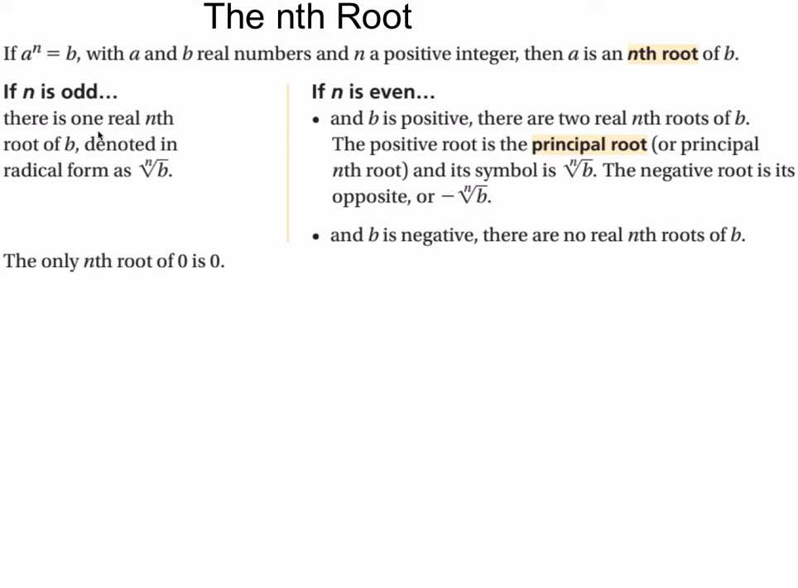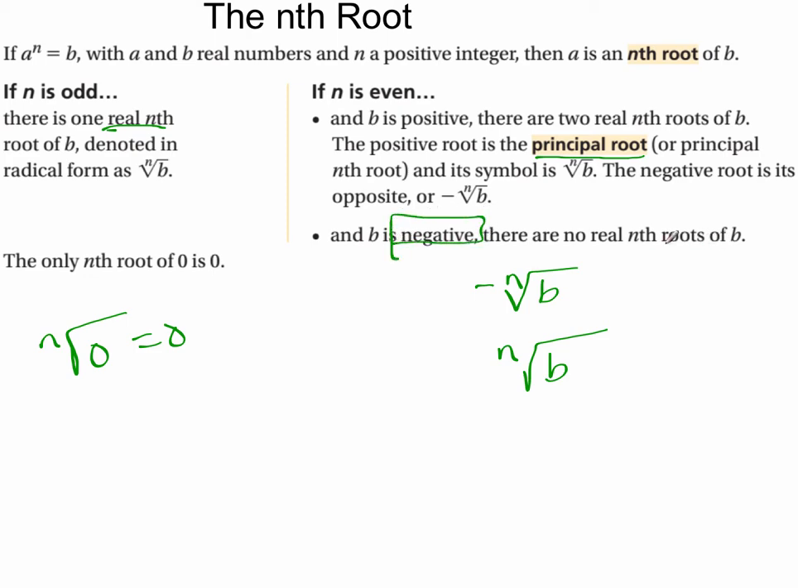When n is odd, there's going to be only one real nth root, and this number b can be negative. The nth root of 0 is 0, so that's just sort of a defined gimme. When n is even and b is positive, there are going to be two nth roots. The positive root we're going to call the principal root, and the negative root we're just going to represent with a negative sign out front. So you're going to have two roots. If b is negative, you're going to have no real roots of b.